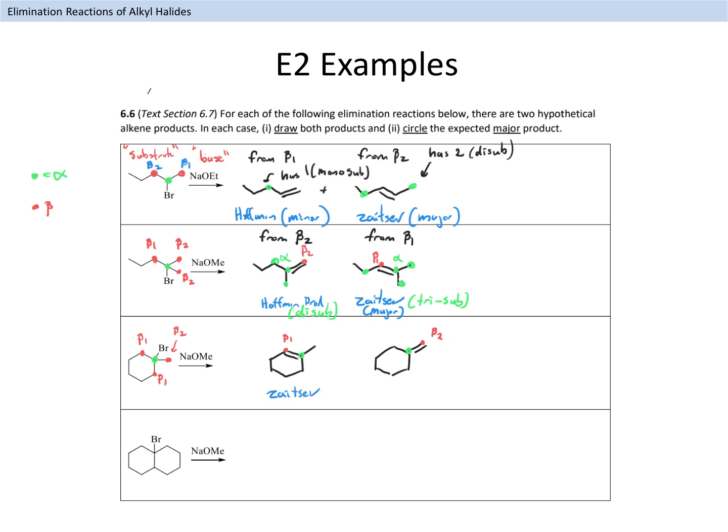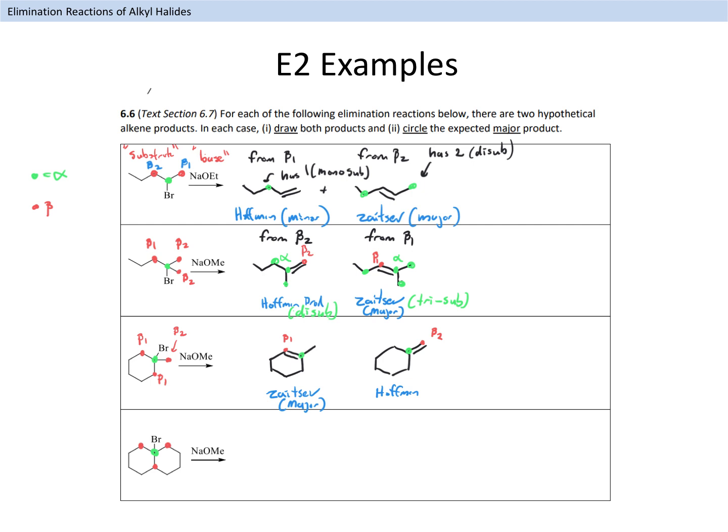In the fourth example, we have a bromo-substituted naphthalene derivative, reacting with sodium methoxide. Sodium methoxide acts as a strong base. The alpha carbon here is bonded to the bromine atom. We locate the beta carbons next. There are 2 distinct beta carbons in this molecule, each located in a different ring of the naphthalene structure.